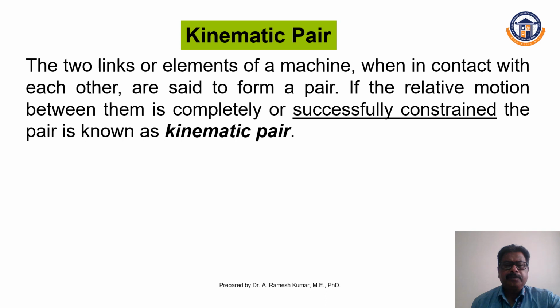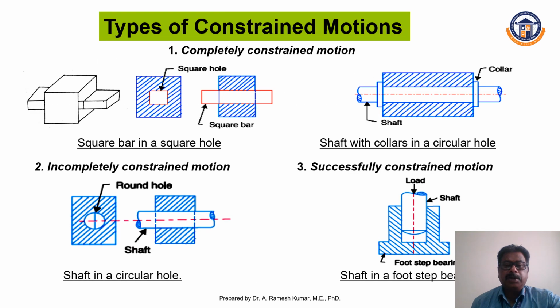Kinematic pair. The two links or elements of a machine when in contact with each other are said to form a pair. If the relative motion between them is completely or successfully constrained, the pair is known as kinematic pair. Types of constrained motions: completely constrained motion, incompletely constrained motion, successfully constrained motion.